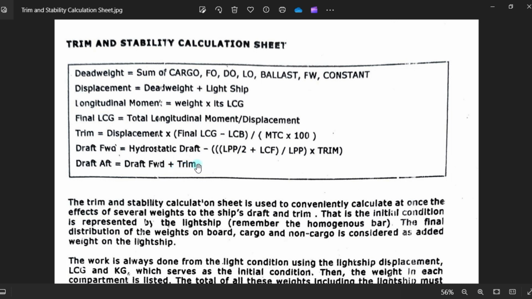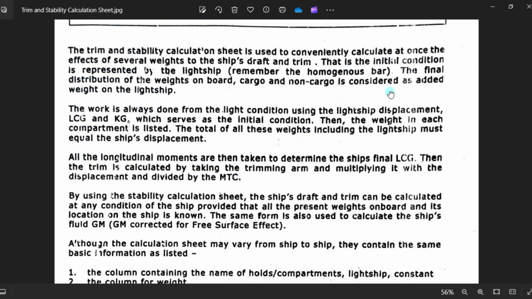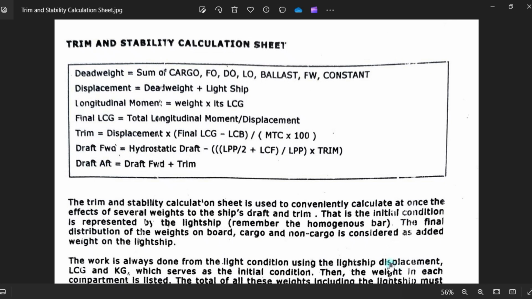Okay, and this is the explanation, but you can read this one on the later part of the video. Okay, so let's start, guys.